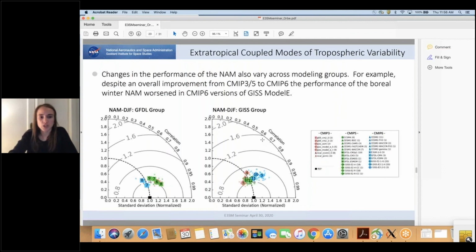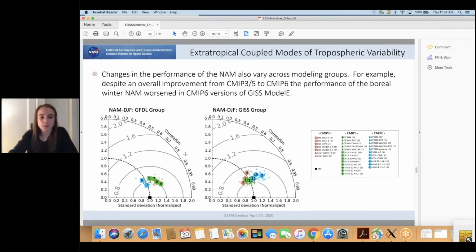We can also see that the changes in the performance of the Northern Annular Mode depend on whether or not you're looking across models, but also within individual modeling groups. For example, if we just looked at the CMIP evolution in the GFDL group, we can see what seems to be an overall improvement. It's definitely an improvement moving from CMIP3 to CMIP6. And then we see actually the opposite behavior in the GISS model E submissions, with somewhat degraded performance again in the CMIP6 versions.